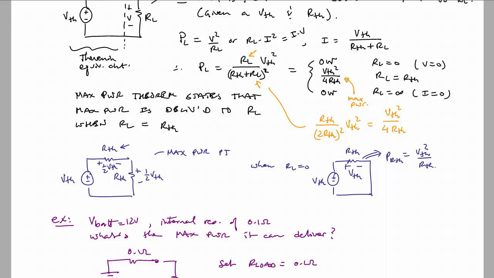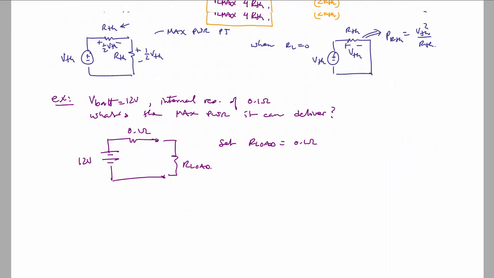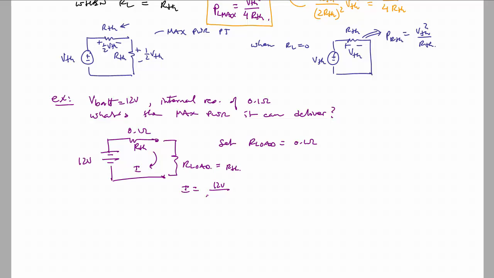PL max is going to be equal to V Thevenin squared divided by 4 R Thevenin. We could just use that formula. I could also, if I simply remember that the maximum power is transferred when the load is equal to the Thevenin resistance, just calculate it. So I could say I is equal to 12 volts divided by 0.1 plus 0.1, and that is going to be 60 amps, right?